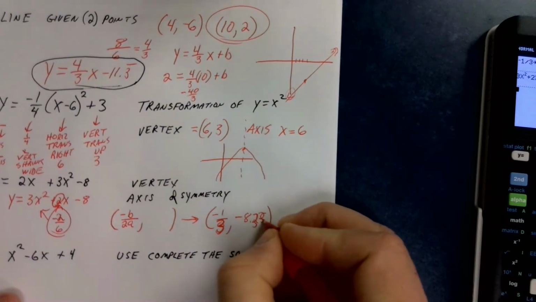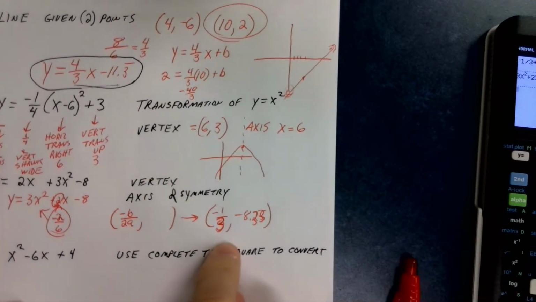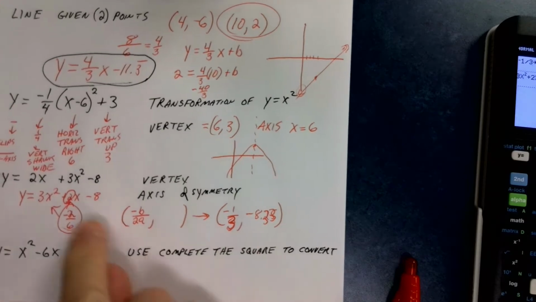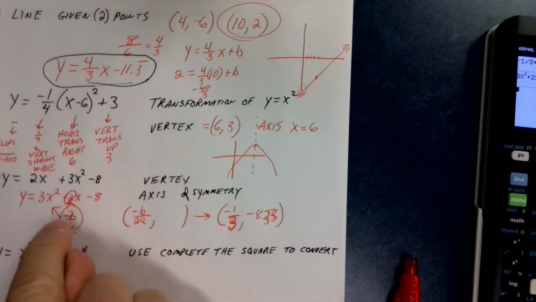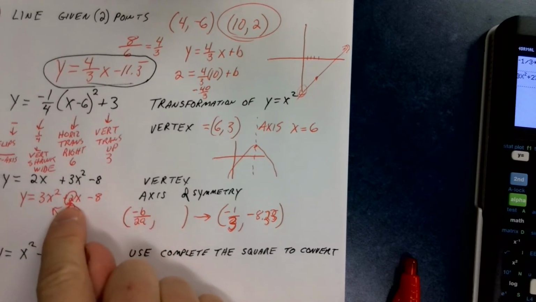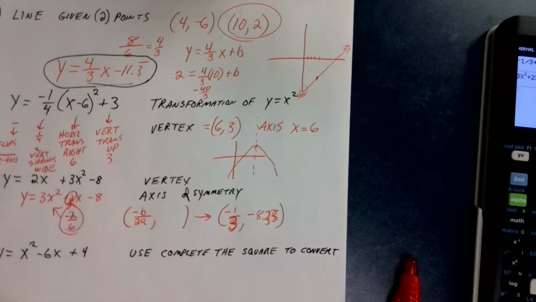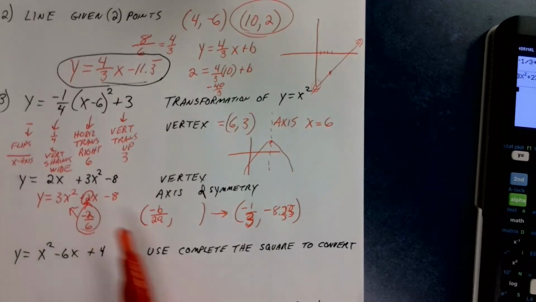That is what we really should have. That was sloppy. Don't be sloppy on that. So negative b over 2a, the b was definitely 2. I should have done a negative 2 over 2 times the a being 3.